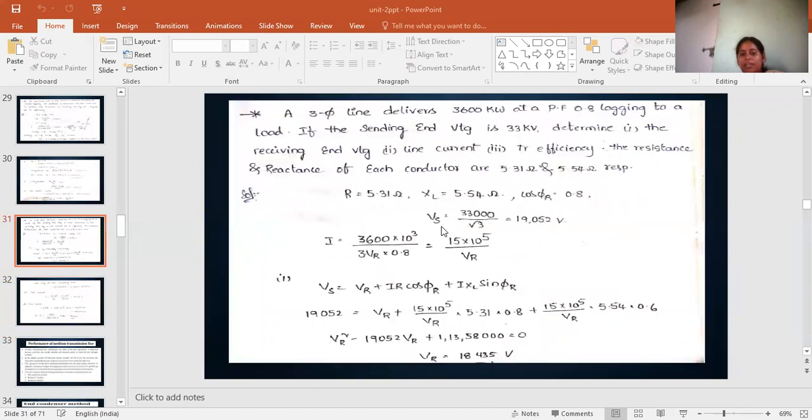If any data is given, for example Vs is not given and VR is given, the first problem we can solve by this method. Here in this problem the Vs value is there and the VR value is not given. So in this type of problem we can use this method.